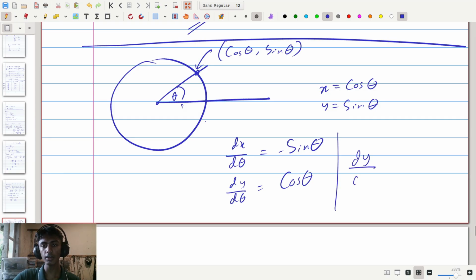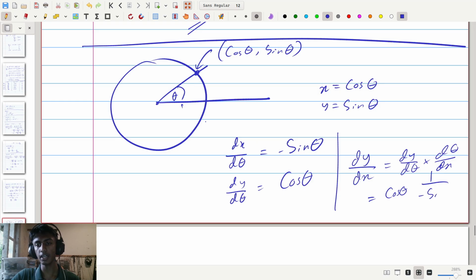Even here, dy by dx is equal to dy by d theta times d theta by dx, and d theta by dx is 1 over dx by d theta. Therefore, dy by dx is equal to, this is cosine of theta, and this right here is 1 divided by the negative sine of theta. Cosine theta divided by sine of theta is cotangent of theta. So therefore, the derivative of the tangent to this function at this point x, y is equal to negative cotangent of theta.